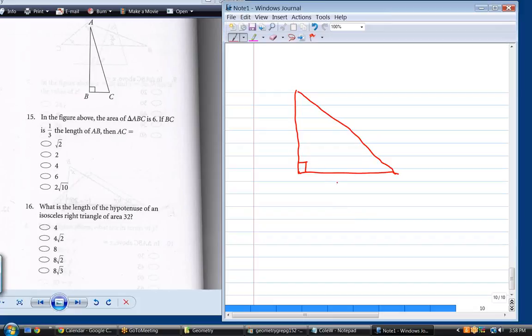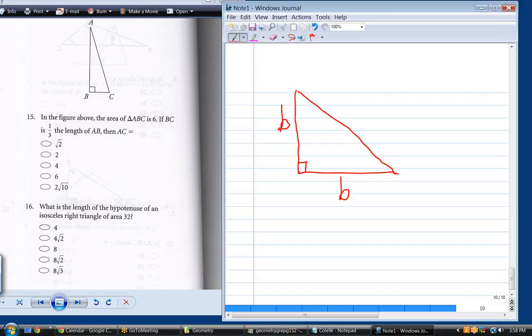Okay? So I'm going to call this the base, and I'm going to call this the base. Normally I would call that the height, but because I know that height is the same as the base, I'm going to do this. So now, what kind of formula can I write to solve for B?